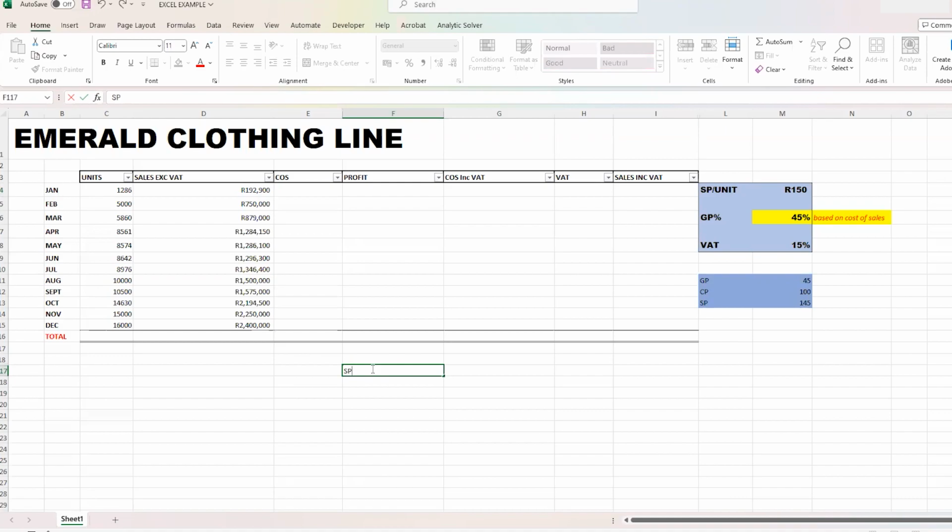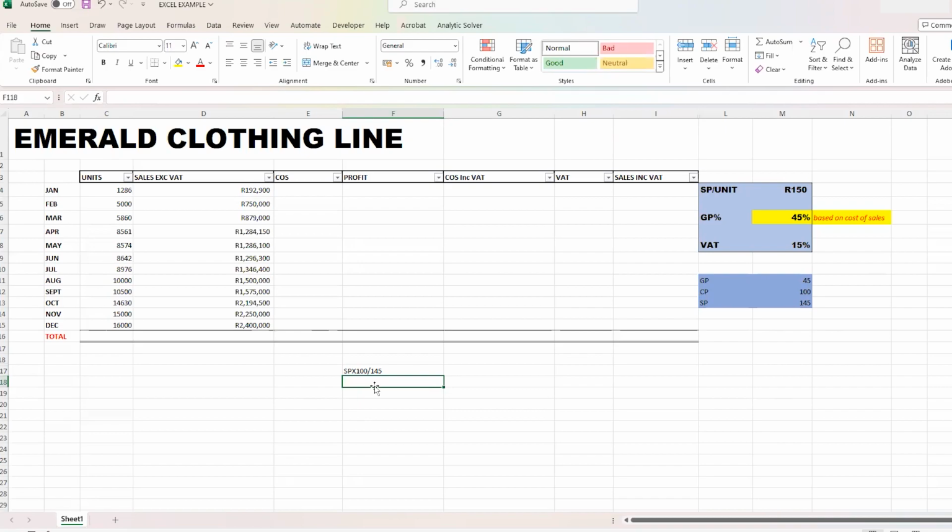I'll multiply this. Let's do this in mathematics first. I'll multiply this by what I'm looking for, which is the 100%, divided by what I have, which is the 145. What do I have? I have the selling price. That's the figure. That's what I have. What I'm looking for is the cost of sales. So it's 100 multiplied by 100 over 145. I just want to show it in mathematics.